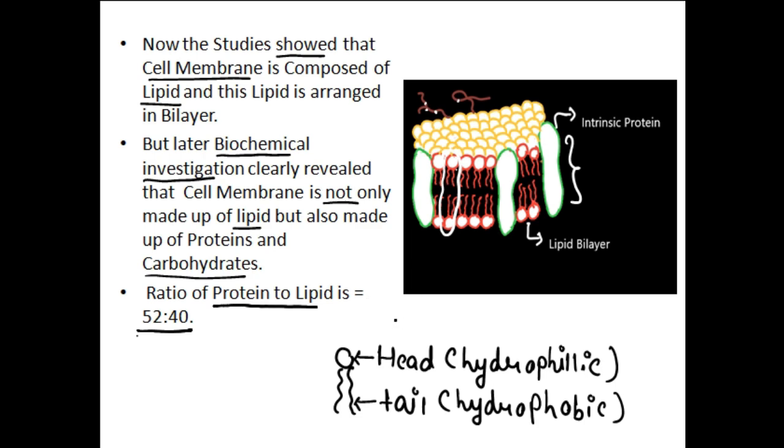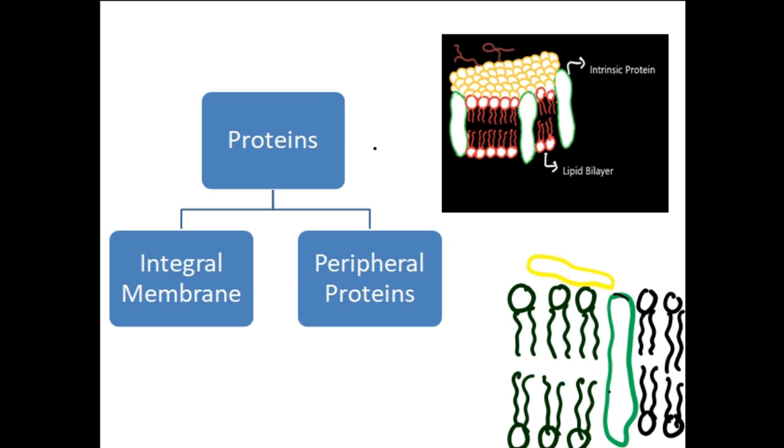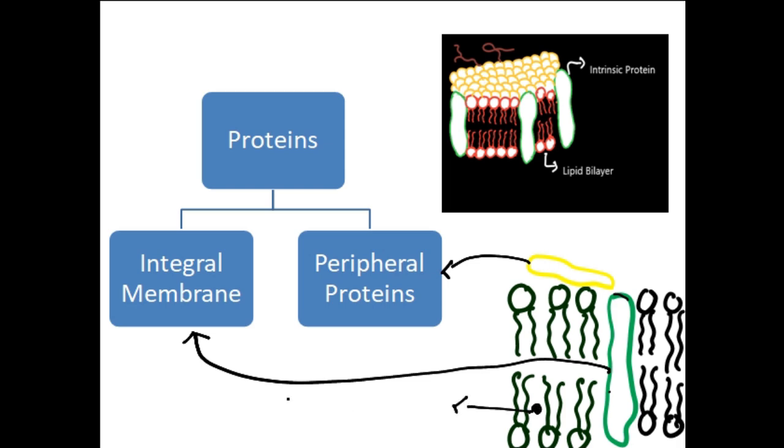Now, further, if we understand the protein, then the proteins are of two types. First is the integral membrane protein. The green color is integral membrane protein, which is embedded within the lipid bilayer. And second is the peripheral protein. Now, there is also another structure, that is cholesterol, within the lipid bilayer. Cholesterol.